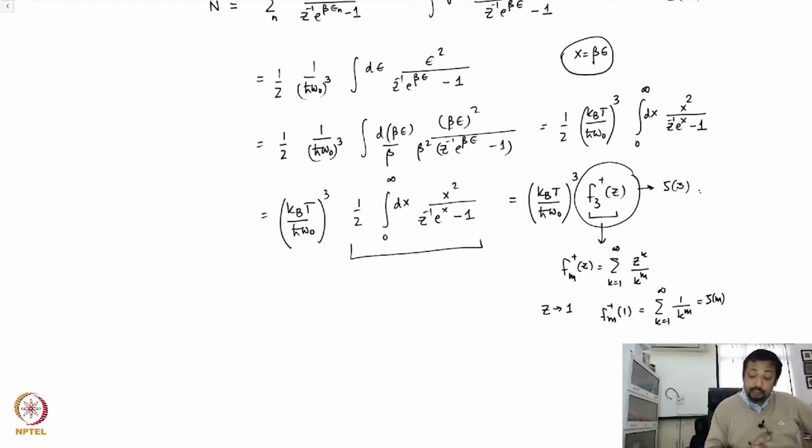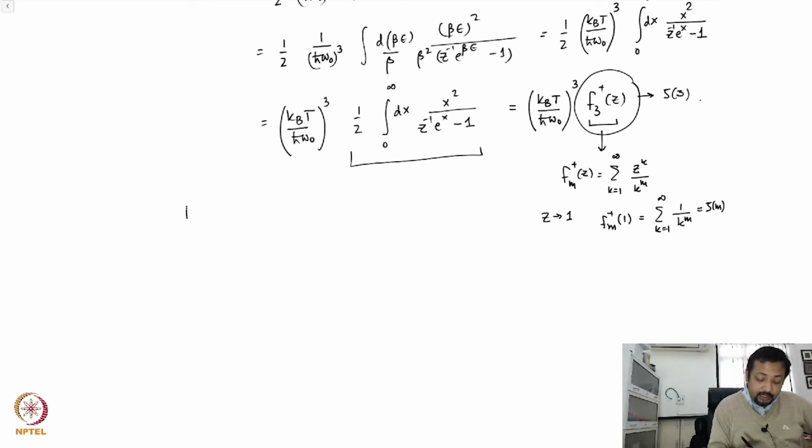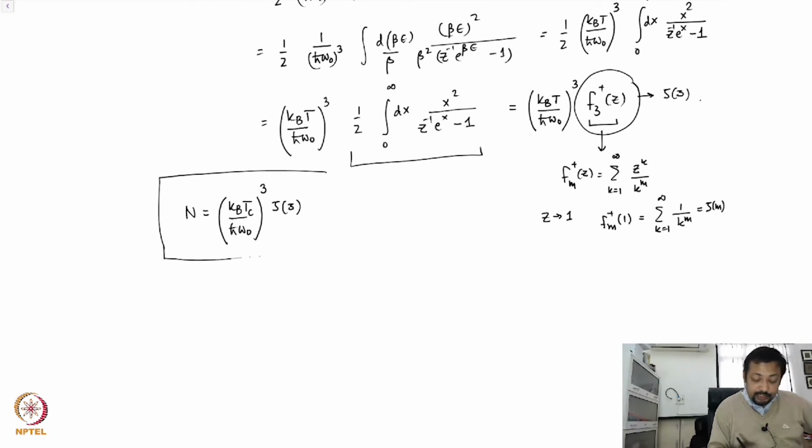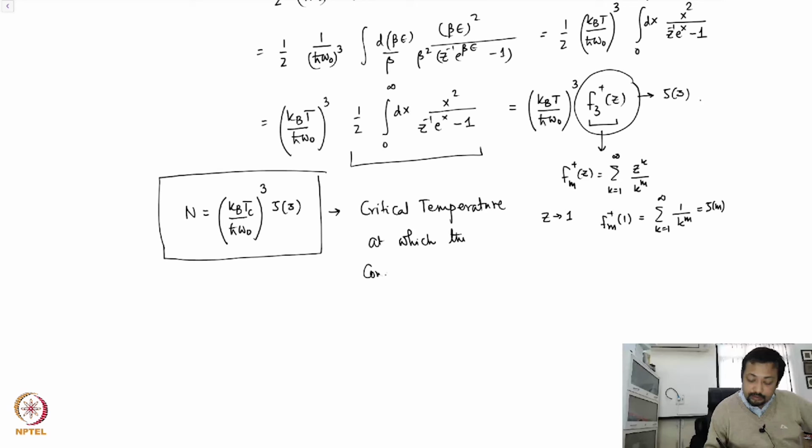So the condition that the condensate starts to appear is given by N = (k_BT/ħω₀)³ ζ(3), and we put a subscript over here, T_c, which denotes that this equation essentially gives me the critical temperature at which the condensate starts to appear.